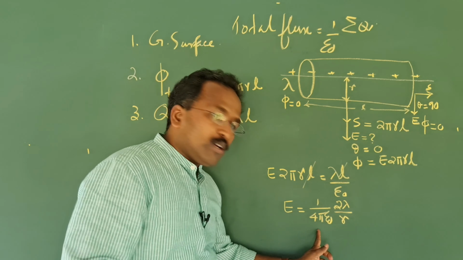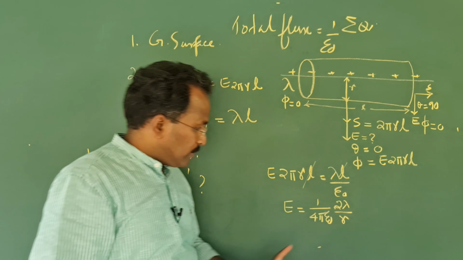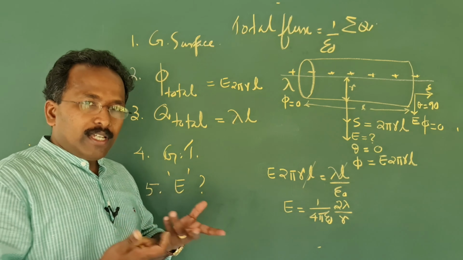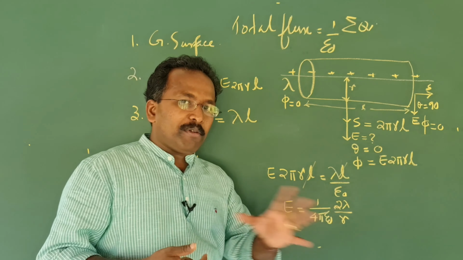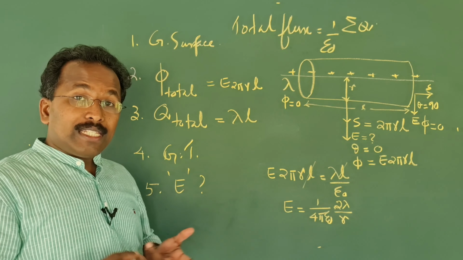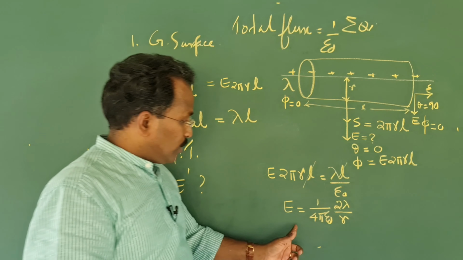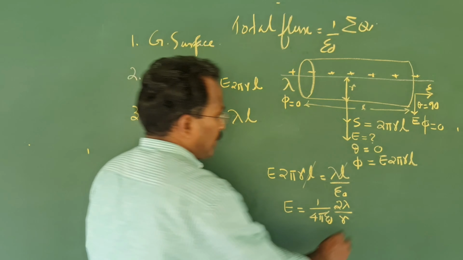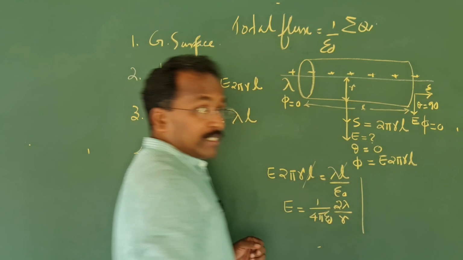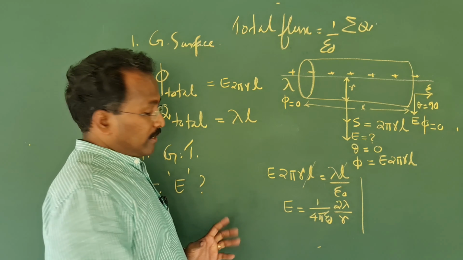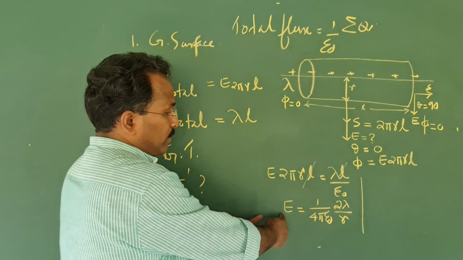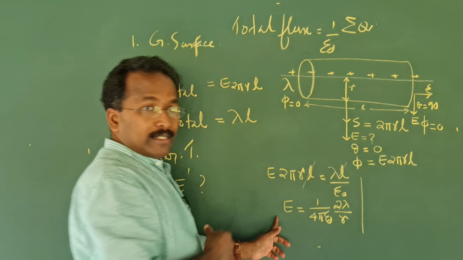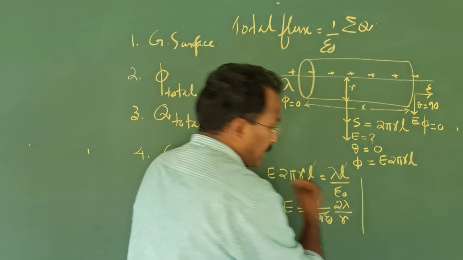I specifically wrote 1 by 4 pi epsilon 0 because that factor is there on all the electric field equations. That gives us ease for calculation also. So I wrote it like this. And remember, when you get equations of this kind, you should understand that the electric field depends on the linear charge density and the distance.